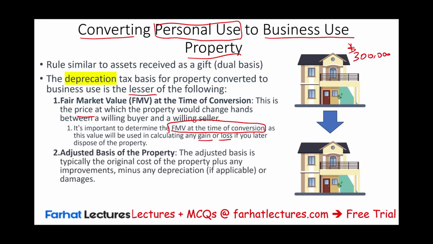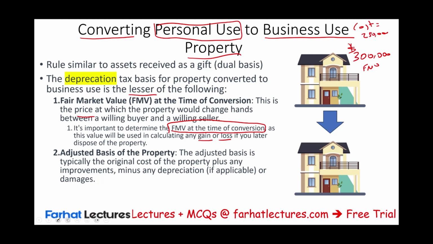Or the adjusted basis of the property. What's the adjusted basis of the property? Well, let's assume I purchased this property for $250,000. The cost is $250,000. So when I did the conversion, the fair value was $300,000, the cost was $250,000. Let me ask you, if you were the landlord, if you were the owner of this property, which number would you like to use for depreciation?